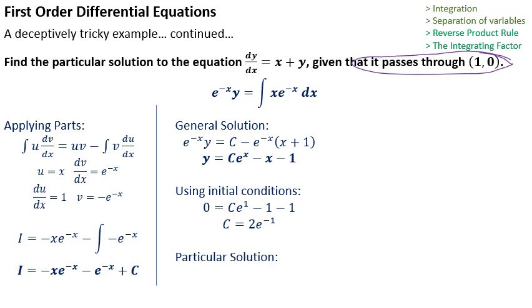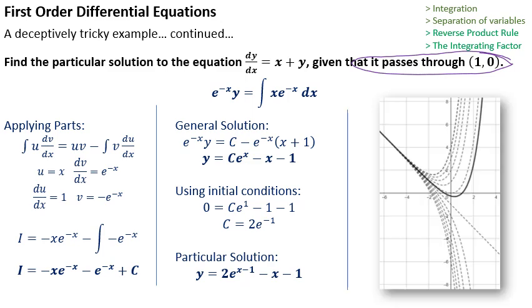And once you've got that, we can generate the particular solution. We go right back to the general solution and just replace c with 2e to the minus 1. I've simplified slightly as well, but there's not a whole lot more we can do with that. So that one is our particular solution.